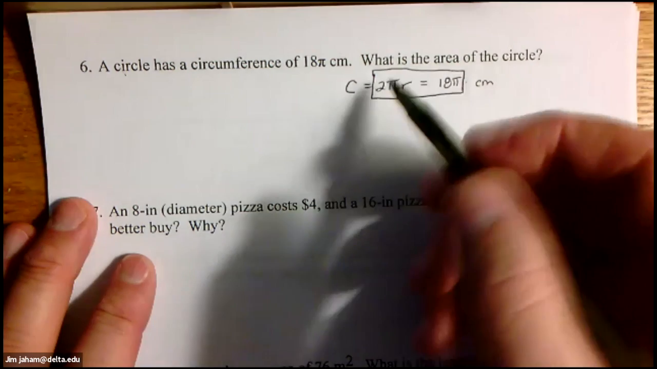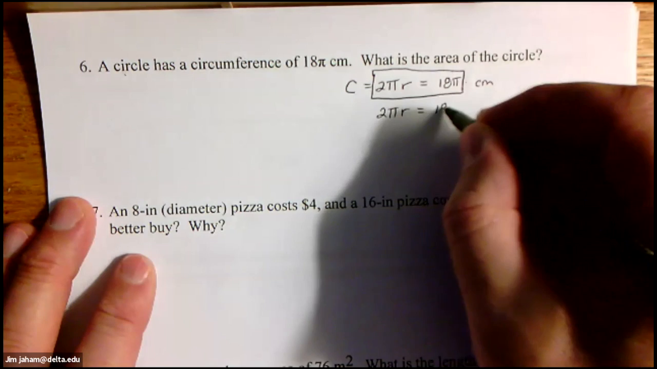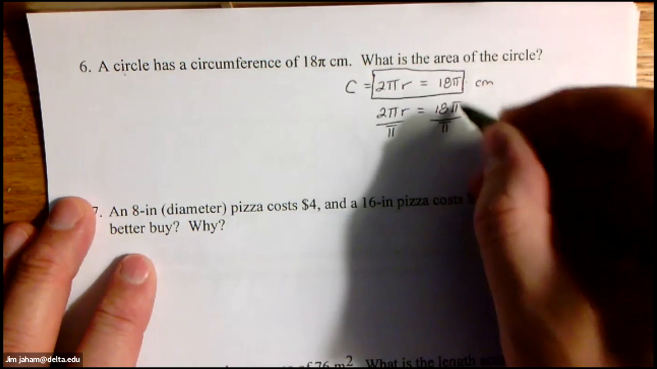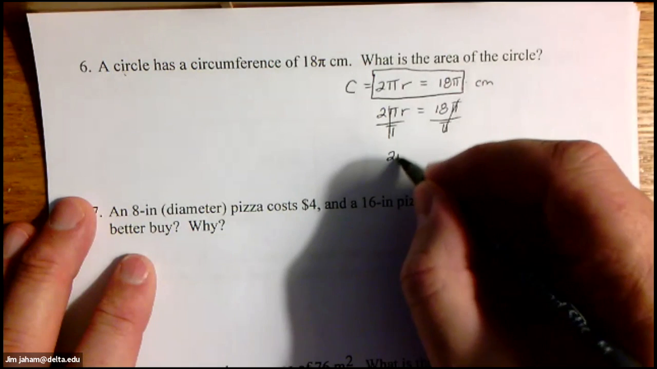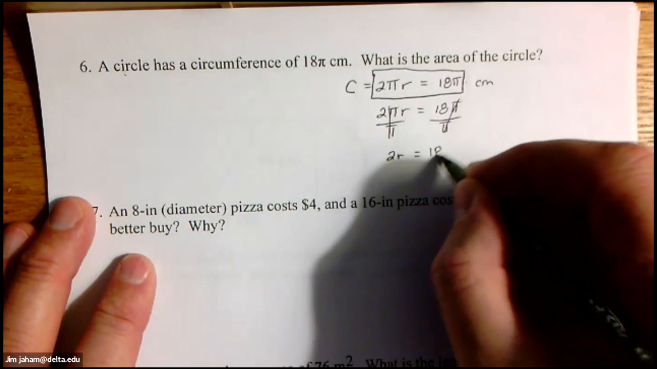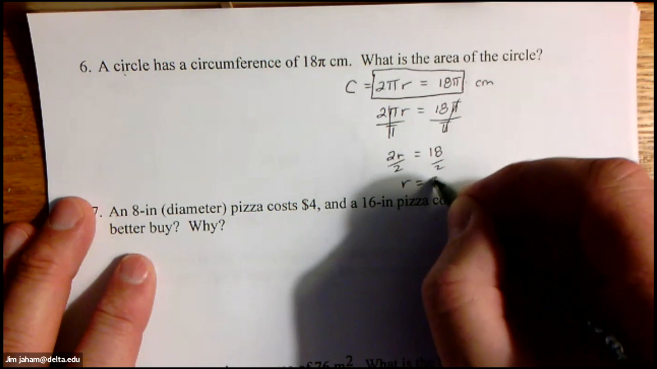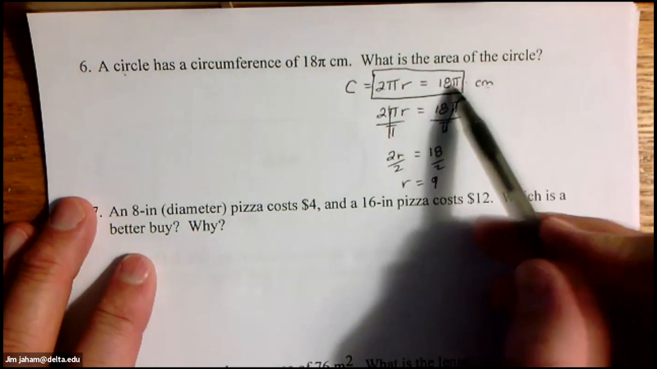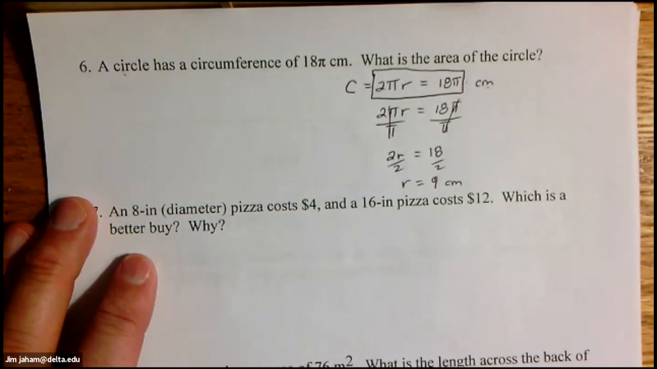So the first thing we're going to do here is divide by pi, because each side has a pi, and that'll cancel those pi's out. And that will leave us with 2r equals 18. Divide by 2, so you can see r is equal to 9. The only unit here was centimeters. And so the radius is 9 centimeters.